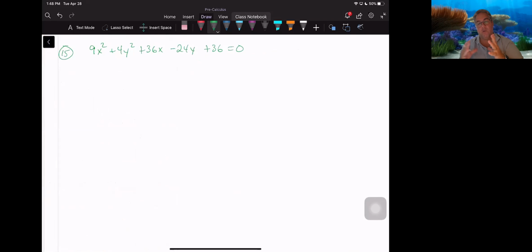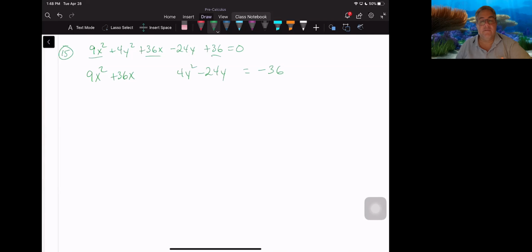First step, group all your x's and group all your y's together. So I've got 9x squared plus 36x. Okay, I just put that and that together. I'm going to leave a little gap. And I got 4y squared minus 24y. Now, anything that doesn't have a letter attached to it, throw it to the other side. See this 36? I'm going to throw it to the other side. So I got negative 36.